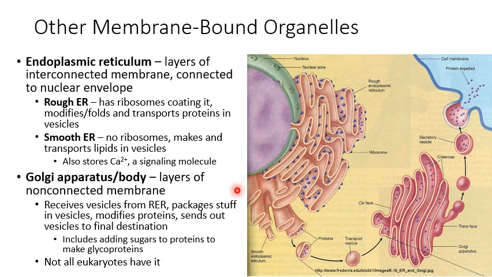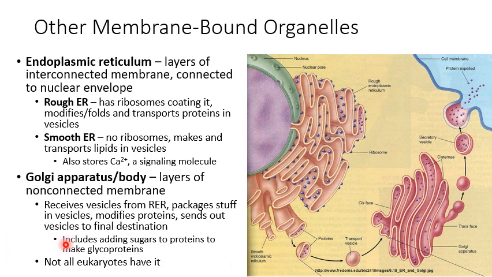The smooth ER does not have ribosomes on it, which is why it's smooth. And it does not have anything to do with making proteins. Instead, it makes lipids and transports them in vesicles. It can also store calcium. For most eukaryotic cells, that's not a very important function, but for some, it is.